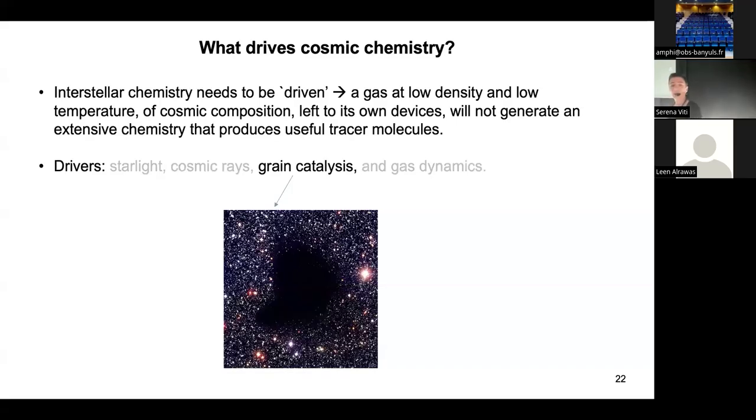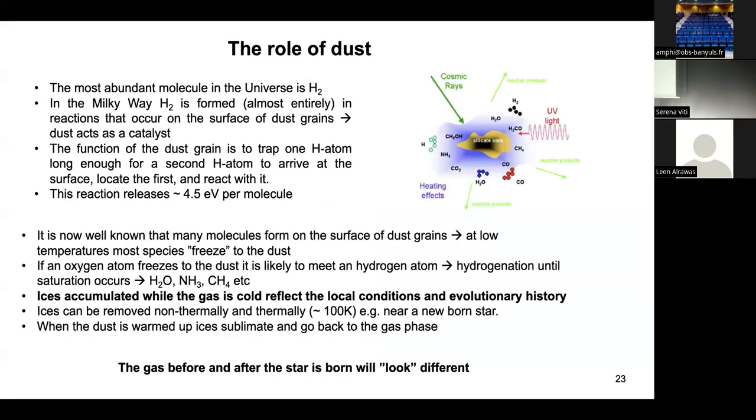Okay, so again, I've already mentioned this, but it's so important that I will mention it again. A lot of the big molecules are formed on the top of this dust. That's why, for us astrochemists, dust is so important. So the process is quite complex.